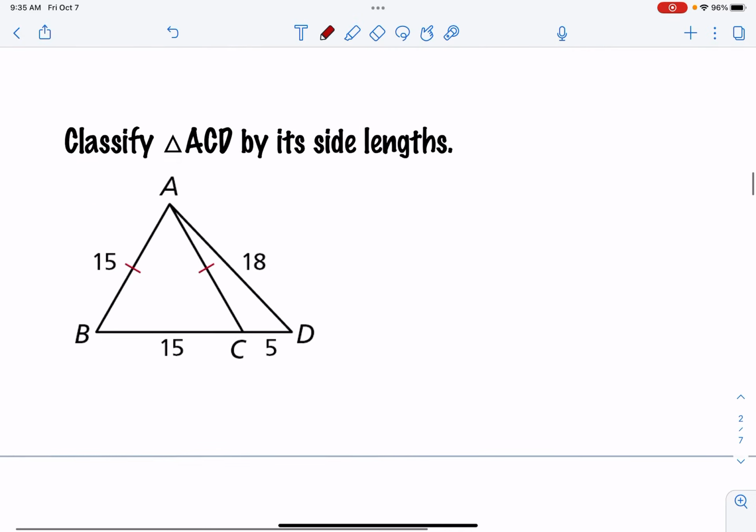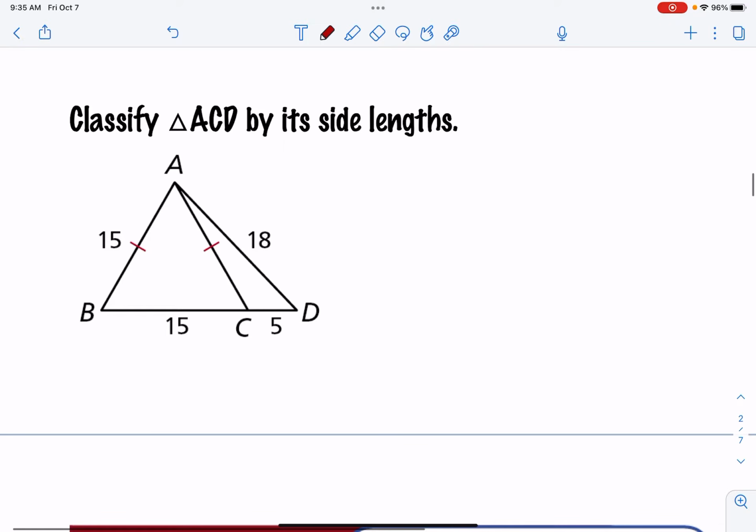Second problem on this, just one. So you have triangle ACD. So ACD, so this triangle on the right-hand side. So we have 18, 5. We're missing this side length on the left-hand side, but we know these are marked congruent, so I can assume this is 15. So, but they are all different. So since they're all different, then this is called a scalene triangle.